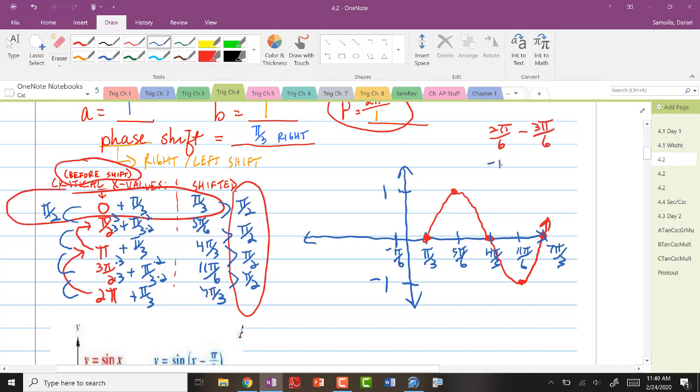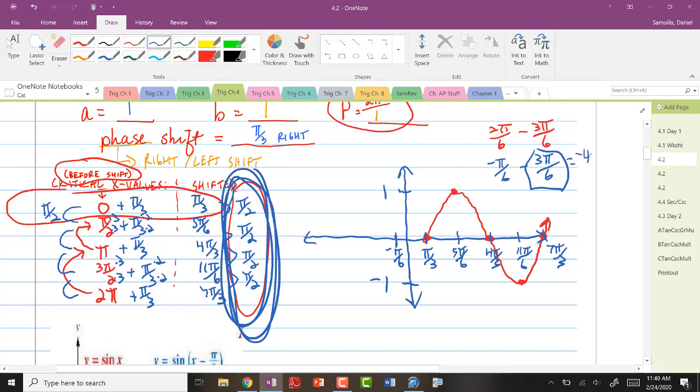And then from that, subtract another 3 pi over 6, because that's a distance of pi over 2, which is where all of the critical values are at. That's how far away they are, a fourth. What's negative pi over 6 minus 3 pi over 6? Negative 4 pi over 6, but what does that become? Negative 2 pi over 3.